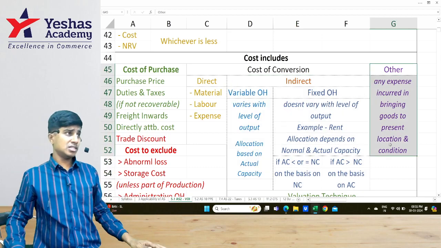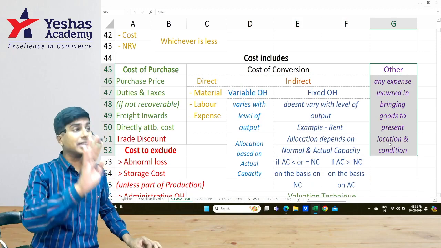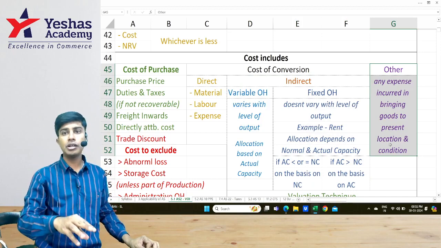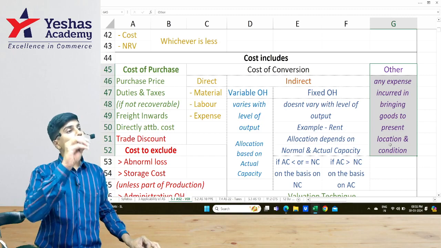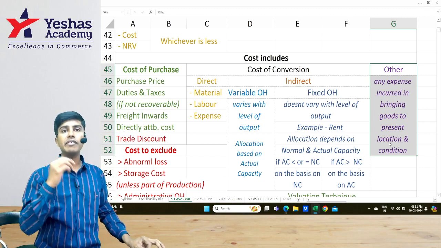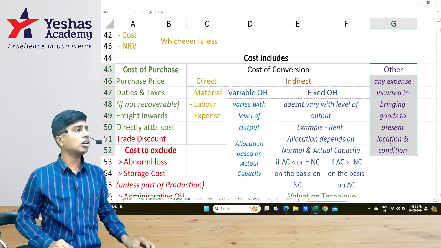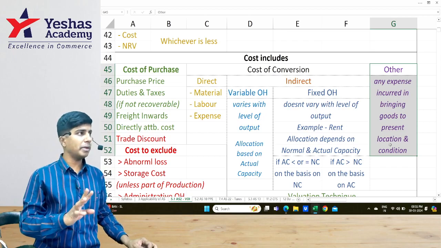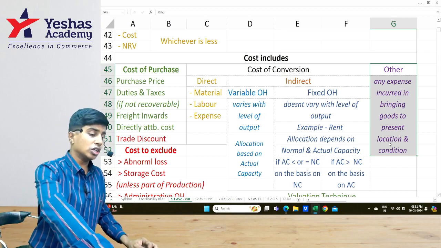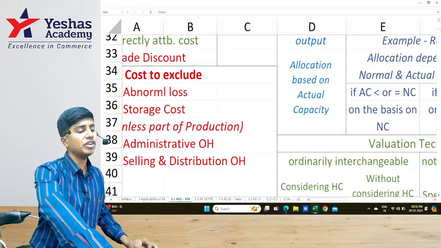Any other expenses which are incurred to bring the goods to present location and present condition should be included in the value of inventory. That's what the other cost paragraph says. Then what costs are excluded? Certain costs are specifically excluded.